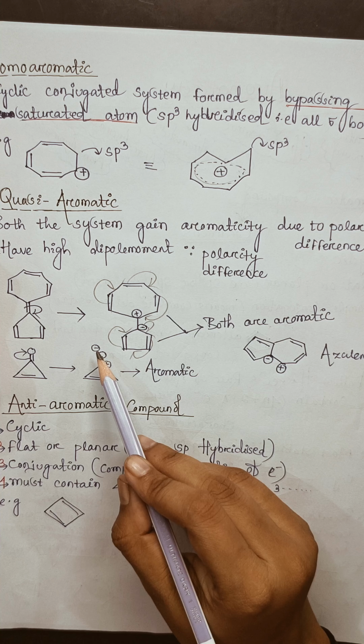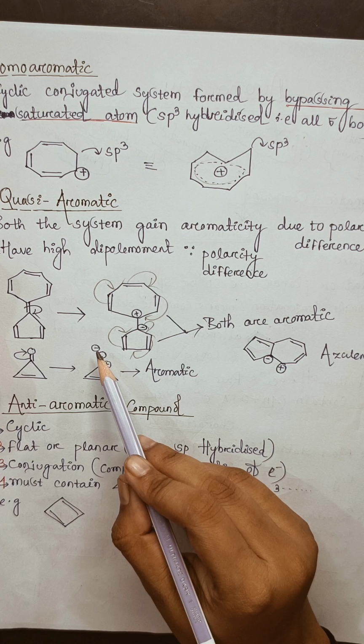Today we will discuss aromaticity. It is a very small but important topic from exam point of view. Let us start. Aromaticity is broadly classified in 5 types: aromatic compound, homoaromatic, then quasi-aromatic, then anti-aromatic and non-aromatic compound. We'll go one by one.